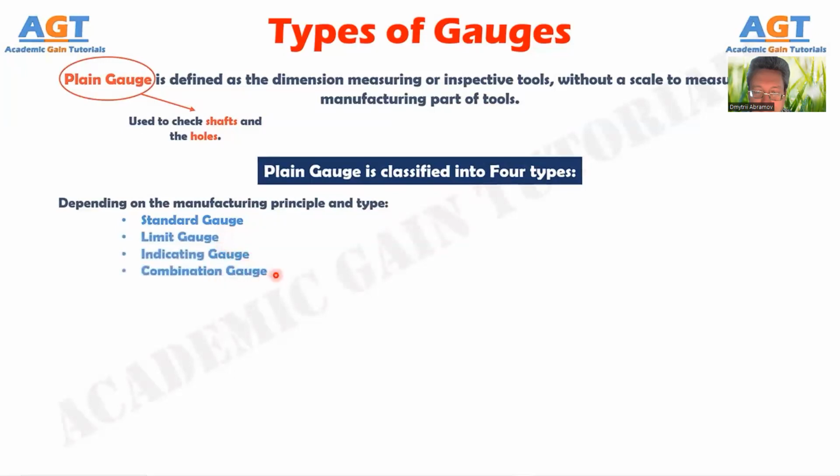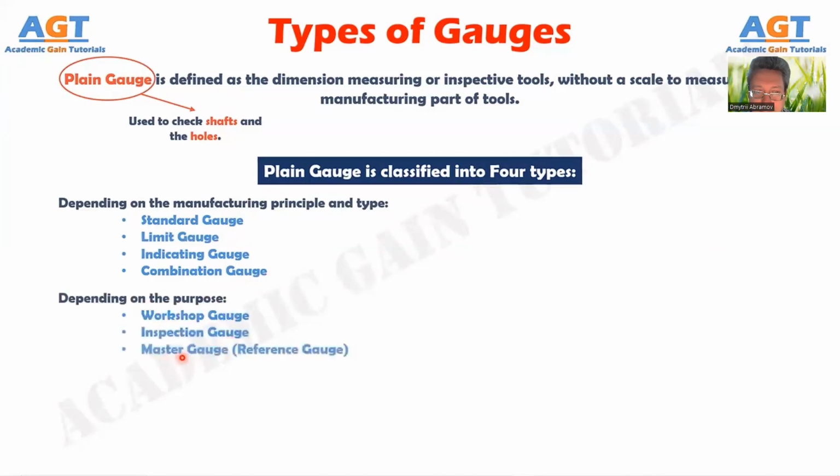and combination gauge. Depending on the purpose of use, the plain gauges can be classified as workshop gauge, inspection gauge, and master gauge or reference gauge.